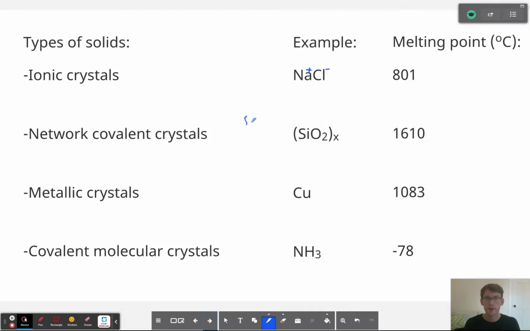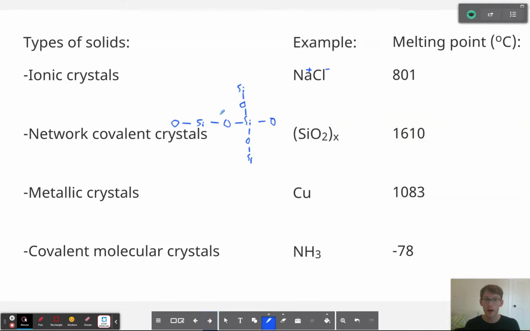In the case of network covalent crystals, the structure of these is quite interesting. This formula that you see here, silicon dioxide with a subscript of x, just means that there is a continuous pattern of SiO, SiO, and I'm just drawing it linearly here, where you have this continuous structure. And what's interesting here is that I'm drawing what look like covalent bonds. They are not intermolecular interactions that we're seeing here. What we're seeing is full-on covalent bonds.